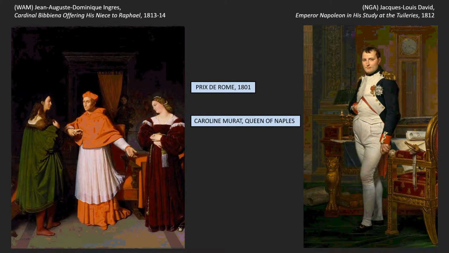This one was commissioned by Napoleon's sister, a woman named Caroline Murat, who, after Napoleon had conquered Italy, he had installed as the Queen of Naples, a region in southern Italy. Right? So this is one of the many expat French patrons for whom Ingres is working. Right? So this is a commissioned piece for Napoleon's sister, the Queen of Naples.